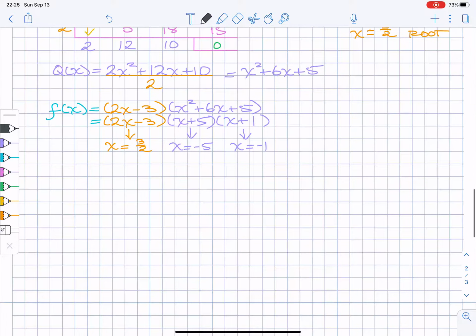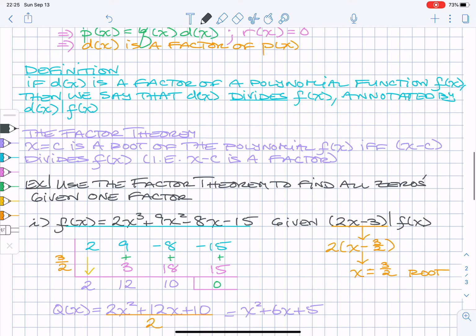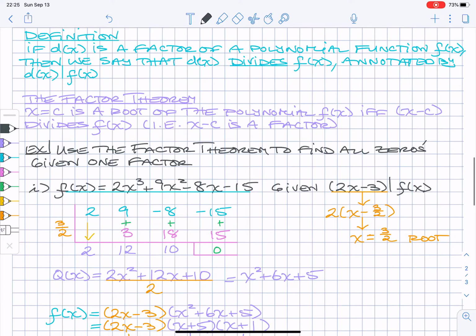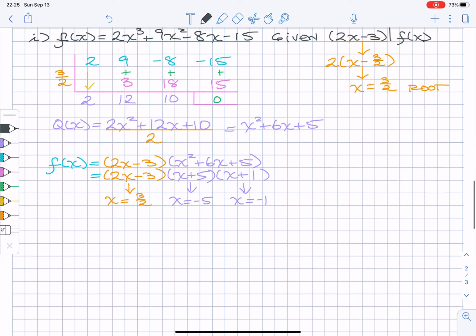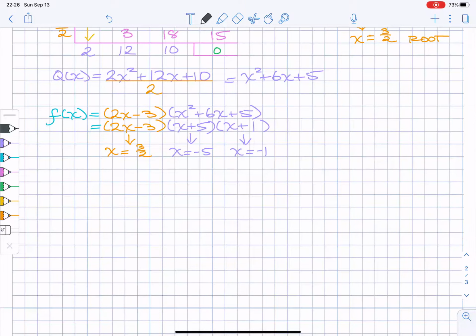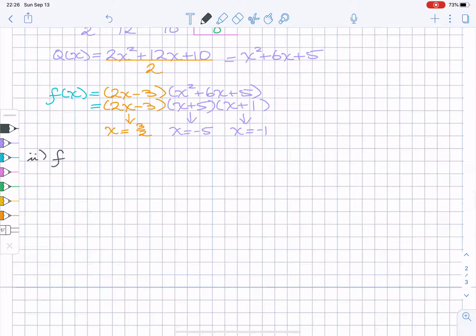Okay, so number 2. So let's say we have that f of x is equal to 3x cubed plus 2x squared minus 27x minus 18, and let's say we're given that 3x plus 2 divides f of x, meaning it's a factor.